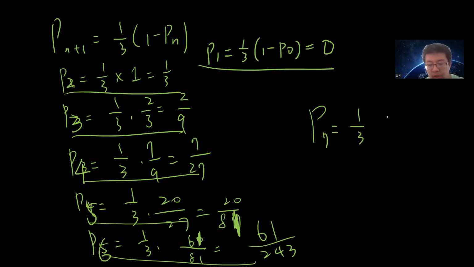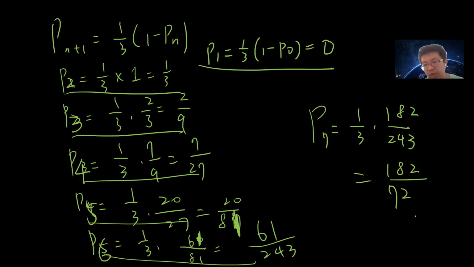So it's 1/3 times 243 minus 61, and this is 182. So the answer will be 182 divided by 729. I think so. Very tired. Okay, so this is our first simple solution.